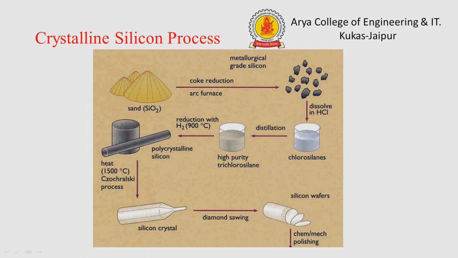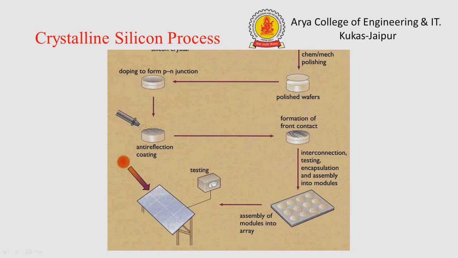This trichlorosilane goes to the reduction process at 900 degrees centigrade, and we get polycrystalline silicon. This polycrystalline silicon is further heated to 1500 degrees centigrade, and we get silicon crystal. These silicon crystals go to the diamond sawing process, and after that we get silicon wafers. These silicon wafers then go to mechanical polishing, and after it they become polished wafers.